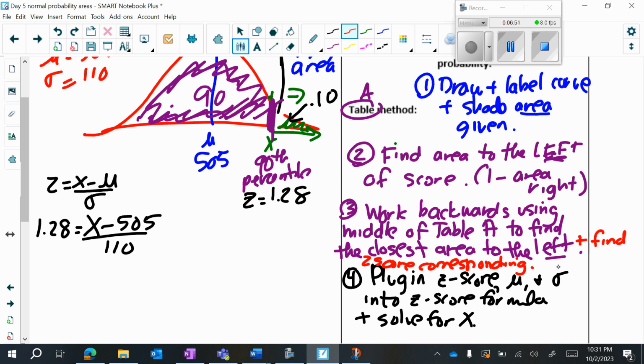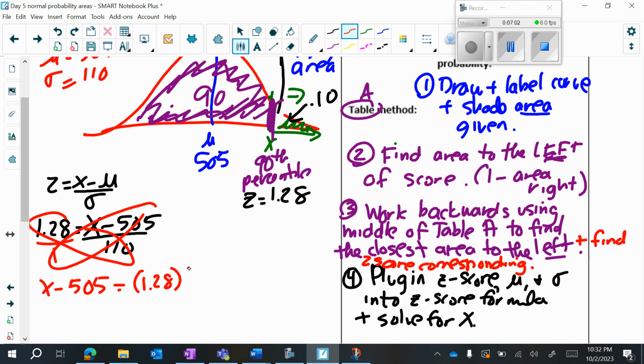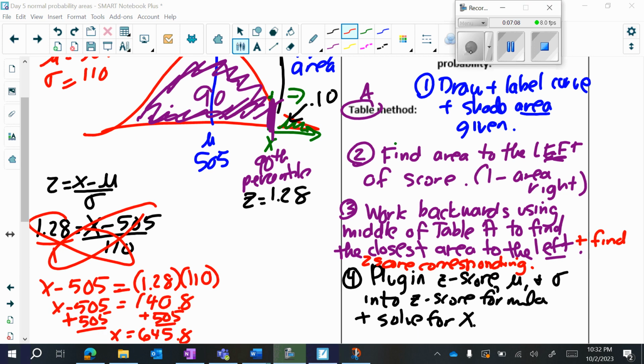Okay, so now I'm just going to put a 1 under this. I'm going to cross multiply. I'm going to do 1.28 times 110. Whatever I get, I'm going to add the 505 to that, and I'll get my answer. So do that now, if you didn't do it already. Okay, so I got 645.8.